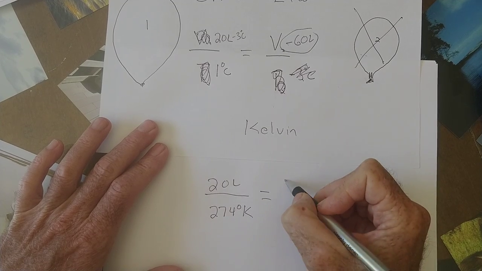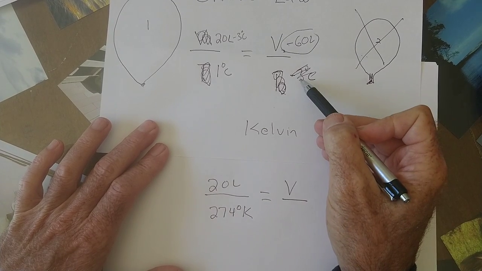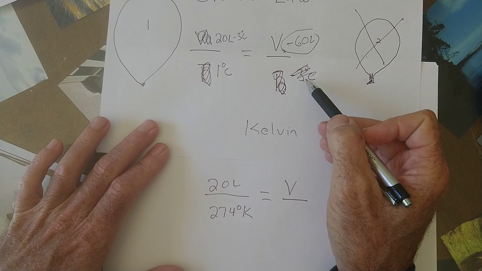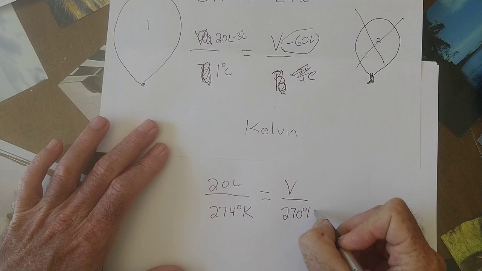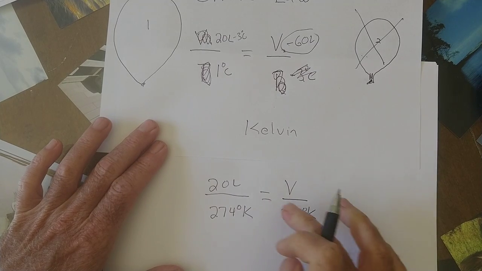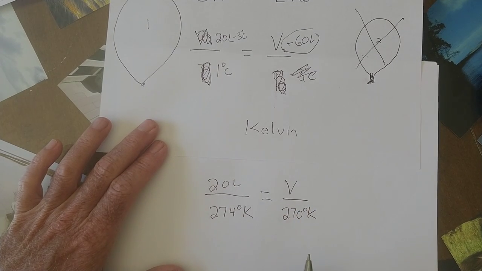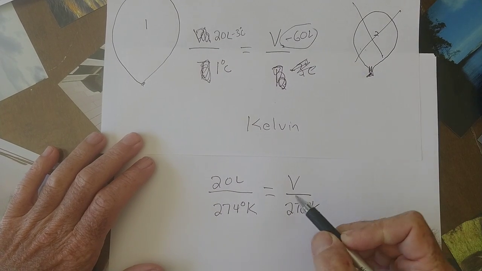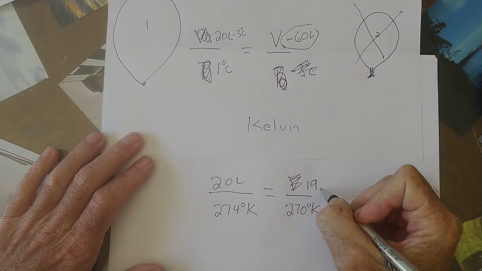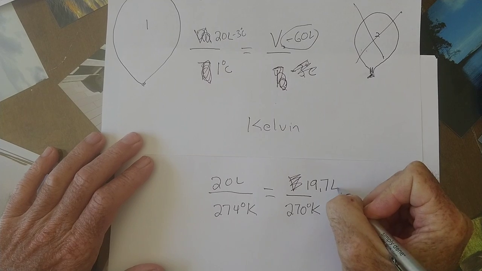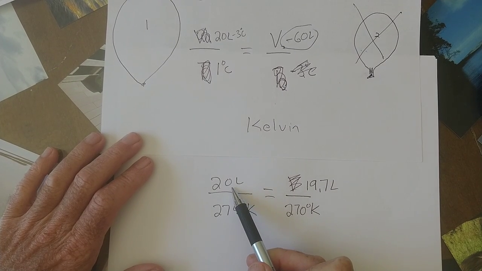And what is the new volume if we cool the balloon off to negative 3? Negative 3 degrees Celsius will be 270 degrees Kelvin. And we could work this problem and we wouldn't get a negative answer. I'm going to cheat because I can't do this one in my head. The balloon would have shrunk to a volume of 19.7 liters. So it just got a little bit smaller.